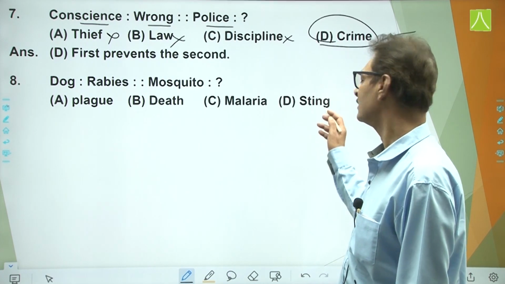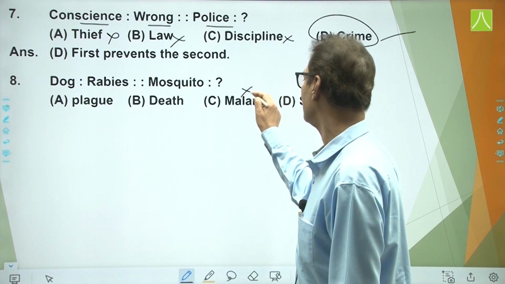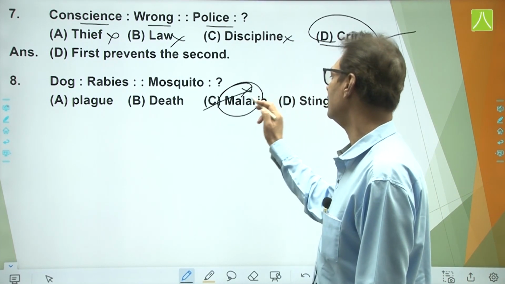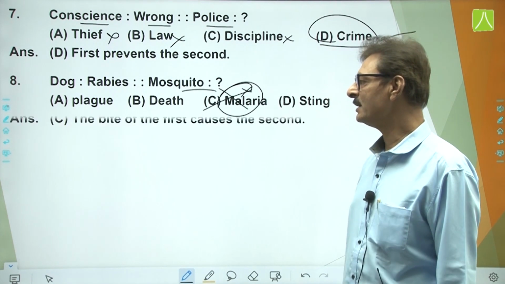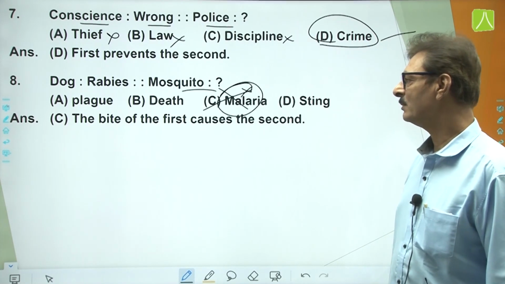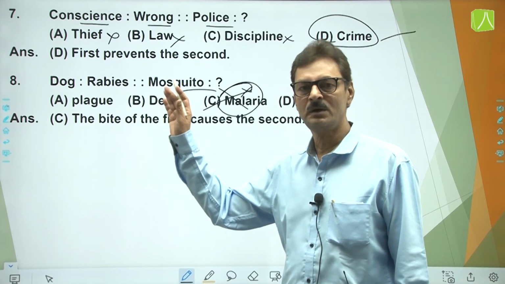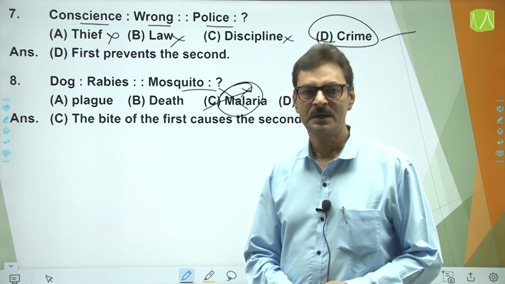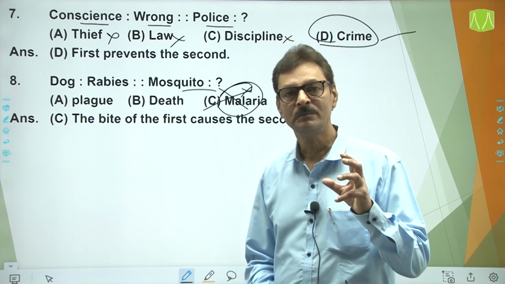Yes, sting. What is sting? Tongue marna. So what is the correct answer for this? Malaria is the correct answer over here. Mosquito bite causes malaria. So correct answer is option number C. So any type of questions you can expect over here. You can get antonyms, you can get synonyms, or you can also get group of something.